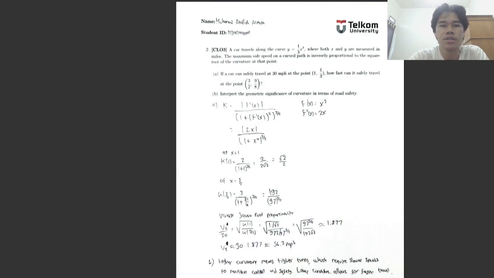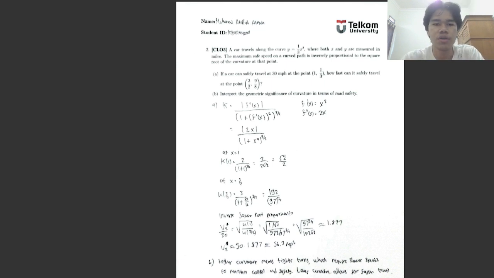The second question is still from CLO3. A car travels along the curve y equals 1 over 3 x to the power of 3, where both x and y are measured in miles. The maximum safe speed on the curved path is inversely proportional to the square root of the curvature at that point. The first question: if a car can safely travel at 3 miles per hour at the point 1, 1 over 3, how fast can it safely travel at the point 3 over 2, 9 over 8?